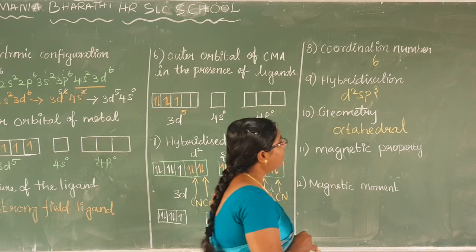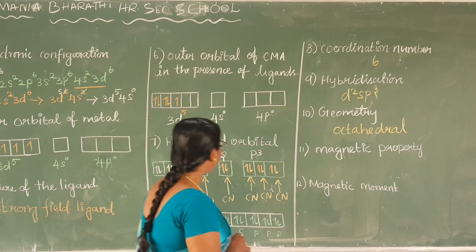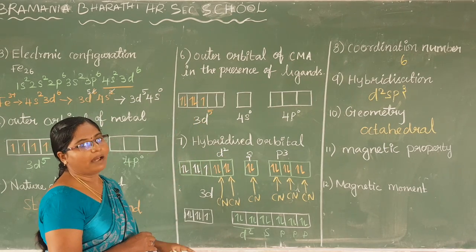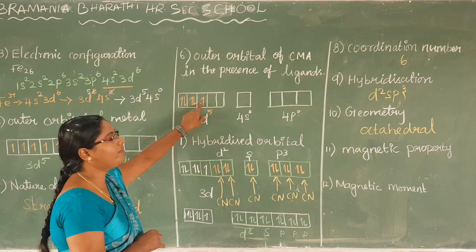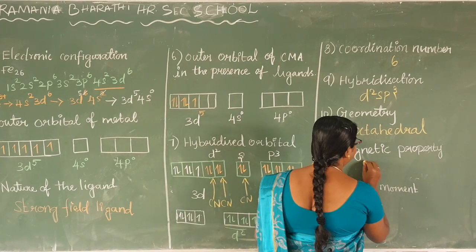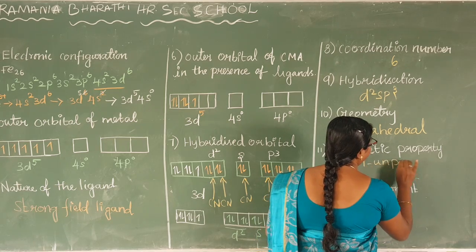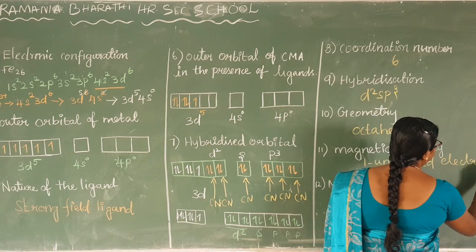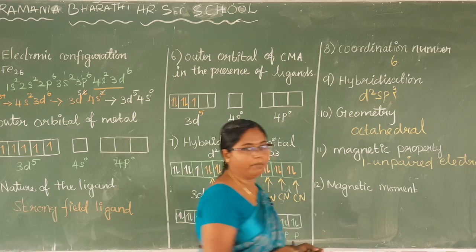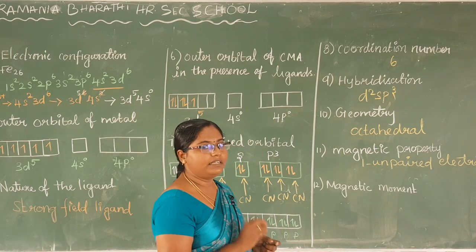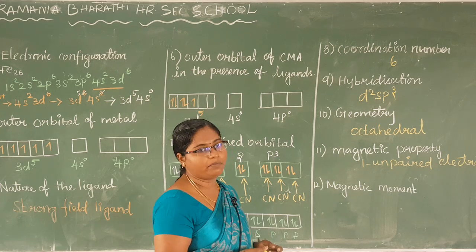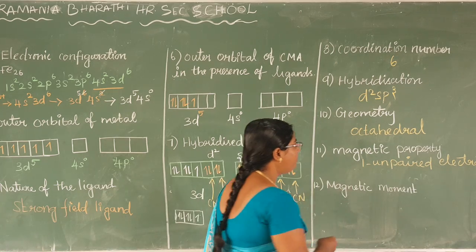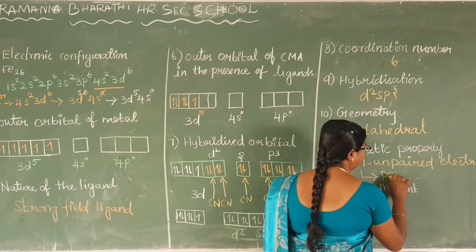Then the magnetic property. We have to see the unpaired electrons. Here in this case we are having one unpaired electron. If the compound has an unpaired electron, it is said to be paramagnetic. If it has paired electrons only, it is said to be diamagnetic. So this complex contains one unpaired electron, and this compound is said to be paramagnetic.